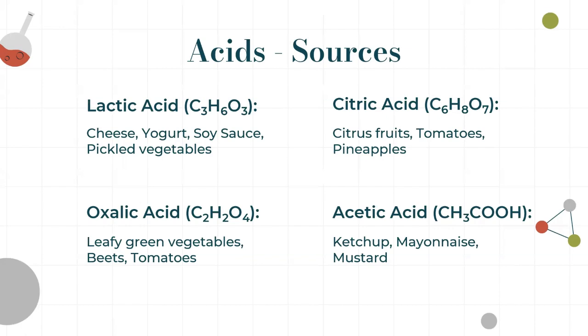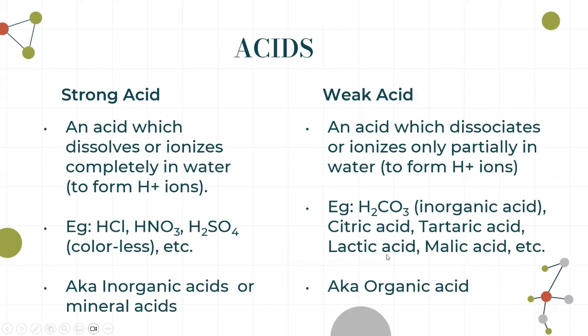Now let us look at some sources in which you can find natural sources of acids. For example, lactic acid is found in cheese, yogurt, soy sauce, and pickled vegetables. Citric acid is found in citrus fruits like oranges, tomatoes, and pineapples. Oxalic acid is found in leafy green vegetables, beets, and tomatoes. And acetic acid is found in ketchup, mayonnaise, and mustard.